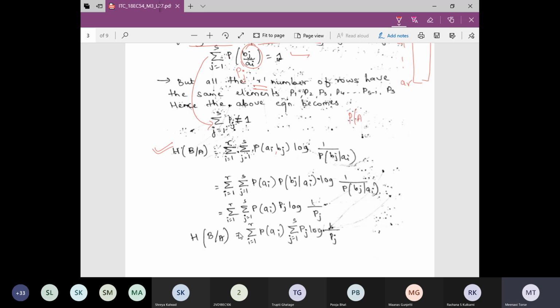From probability theory we know that P of a comma b is P of b by a into P of a. So P of a_i comma b_j is replaced with P of a_i into P of b_j divided by a_i. P of a comma b is replaced with P of b by a into P of a, where A has subscript i and B has subscript j.